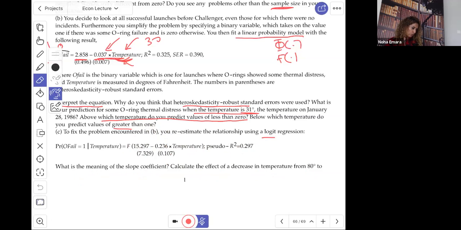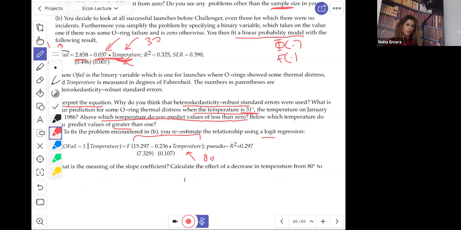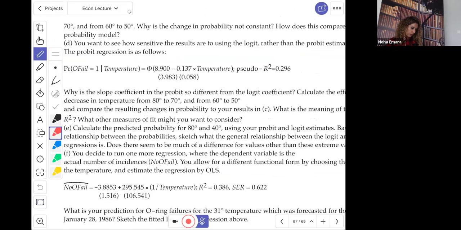All you need to do is you plug in here 80, right? And take the number, have it on top of an exponential function, which is the equation that we have for the logistic function. You get the answer, and then you repeat for 70, right? And get the difference between the two. Next, you do the same for 60 and 50. You get the answers and you take the difference, exactly like what we did.